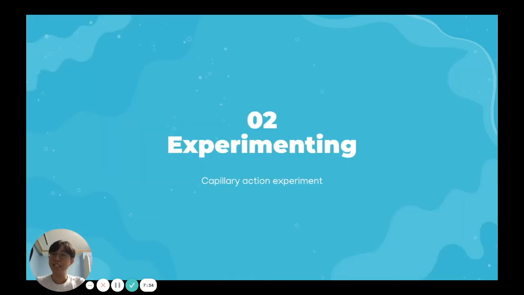So now, let's get into the experiment. The name of the experiment is the capillary action experiment. Let's take a look.